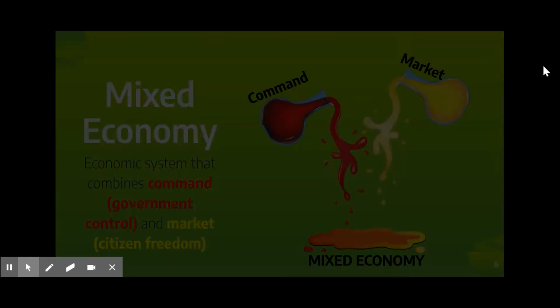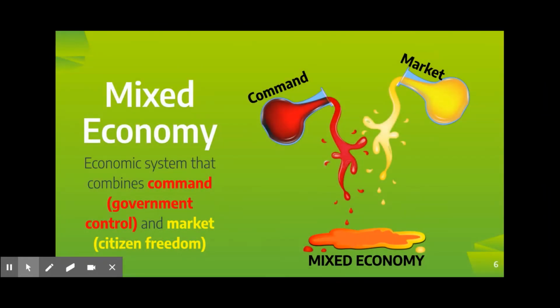For example, the US has a mixed economy because we do have some government control. We have laws about what we can buy, or maybe a certain age that you have to be to buy something. But we also have a market, which we have citizen freedom, because citizens can make their own companies, they can sell their own items. So we have a mixed economy here in the US.